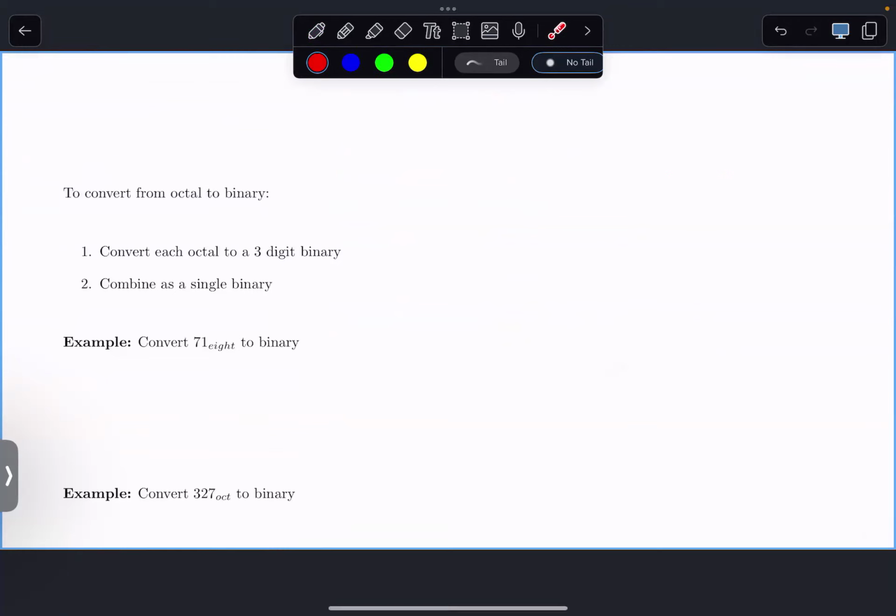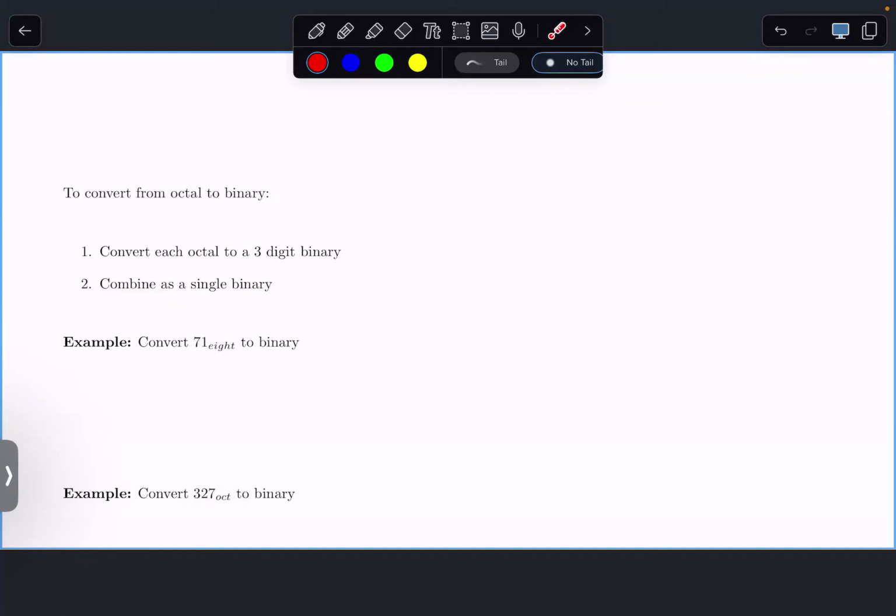If you had to guess, well, you don't have to guess because it's in the notes, how would you undo what we just did? You just go the other way. To go from octal to binary, you convert each octal digit into a 3-digit binary number and then just smush them together.